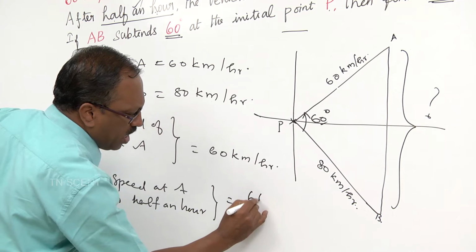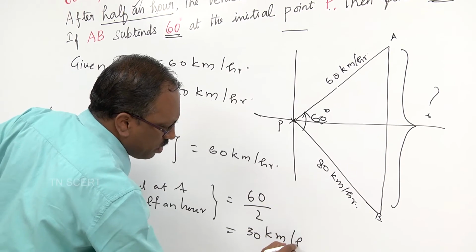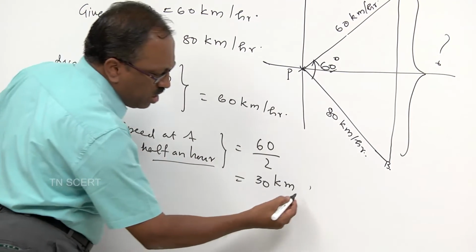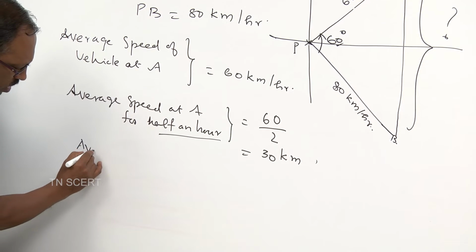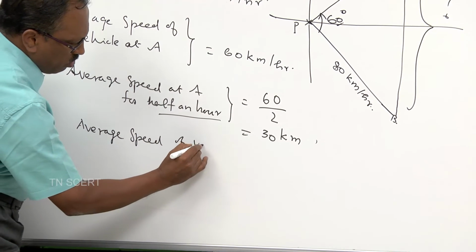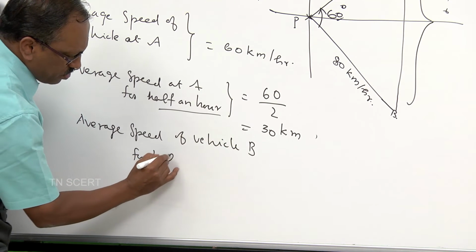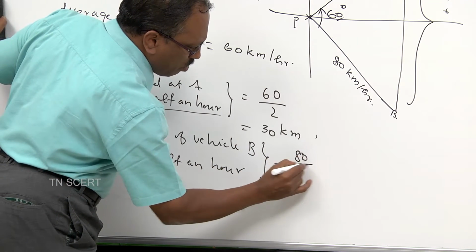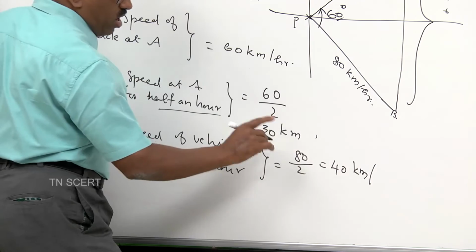So whatever the quantity given, that you should divide, that is 30 kilometers per hour, per half an hour. 30 kilometers, that's all. This is for half an hour we are calculating, so we have to take for half an hour. And here the average speed of the second one, average speed of vehicle B for half an hour, that is 80 divided by 2, which is 40 kilometers, not for an hour but for half an hour.